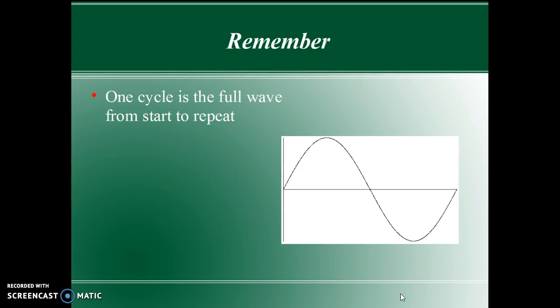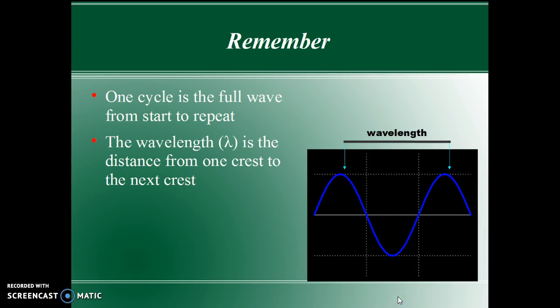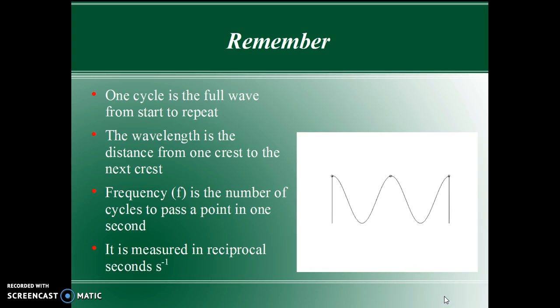One cycle of the wave, also known in light as one photon, is the full wave from start to repeat, and the wavelength is the distance from one crest to the next crest. It's measured in meters. Frequency is the number of cycles or waves that pass a point in 1 second, and therefore it is measured in reciprocal seconds, seconds to the -1 power, or 1 over s.